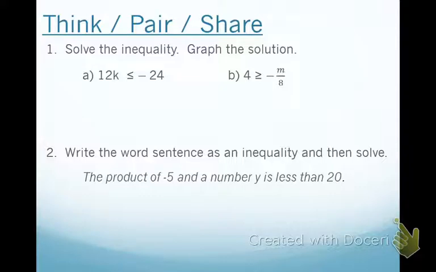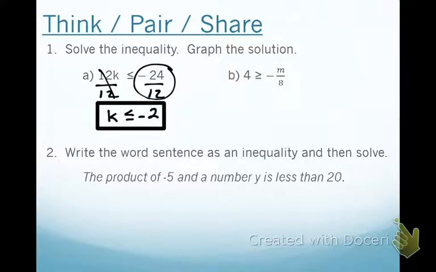Okay, for the next think, pair, share, I want you and your partner to go ahead and do problem A together. All right, for this one, we want to get it by itself, so we're going to go ahead and divide by 12 on both sides. Here's where a lot of people made a mistake. I'm dividing 1 negative by 1 positive, so my answer has to be a negative 2. If you don't have that, go ahead and erase what you and your partner did.